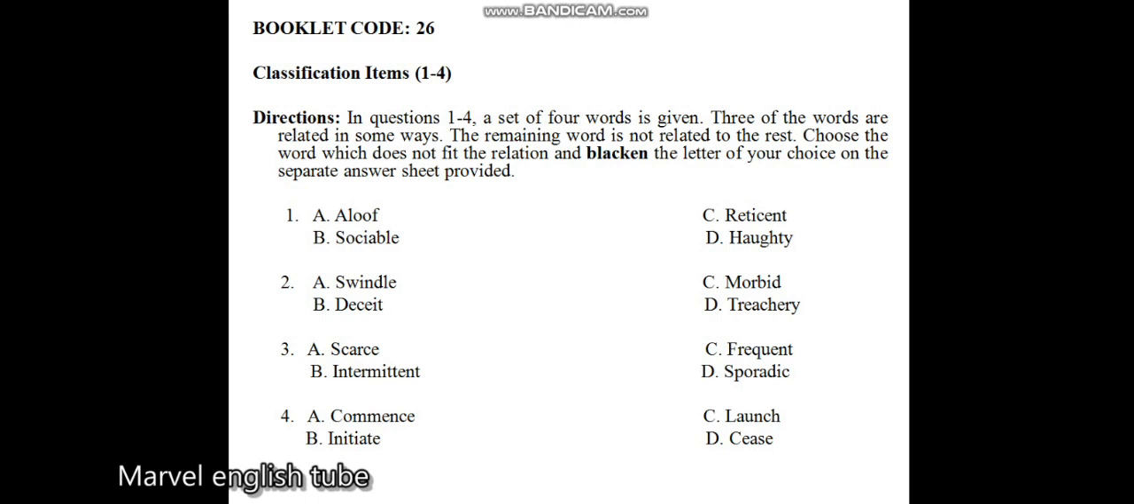The remaining word is not related to the rest. So you gotta choose the word which does not fit the relation, and blacken the letter of your choice on the separate answer sheet provided. So, you're going to find the odd one out.